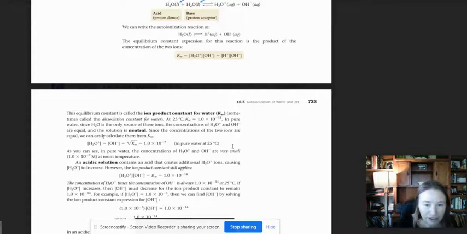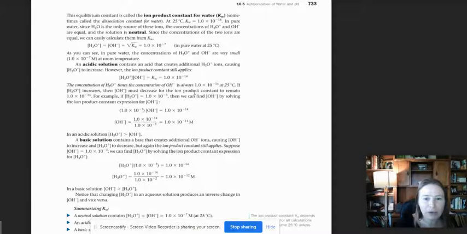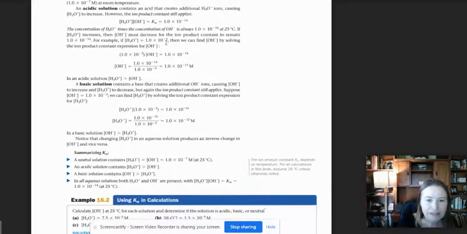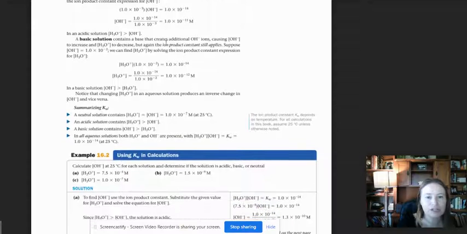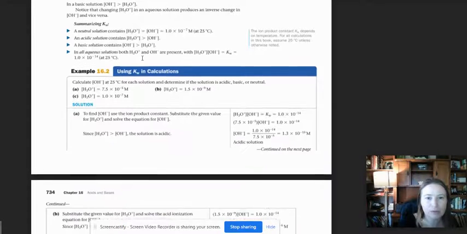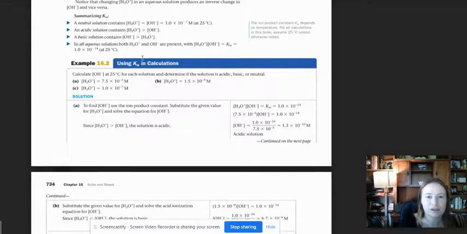And here is that value that I said we're going to have to memorize. It's right here. Kw is 1 times 10 to the negative 14th. Okay, and look, they solved for the concentration of neutral water. In a basic solution, that means that the concentration of OH is going to be greater than the concentration of H plus.